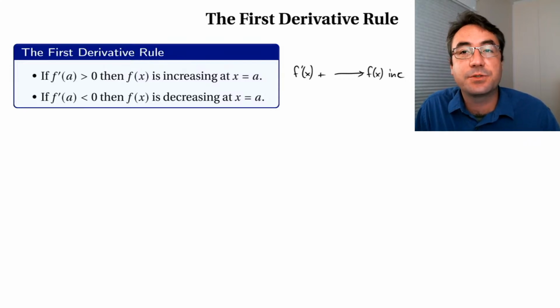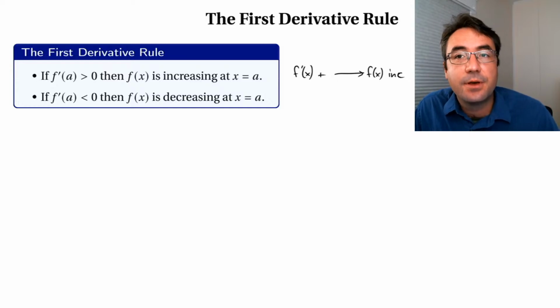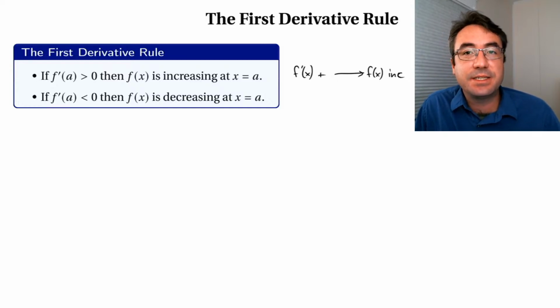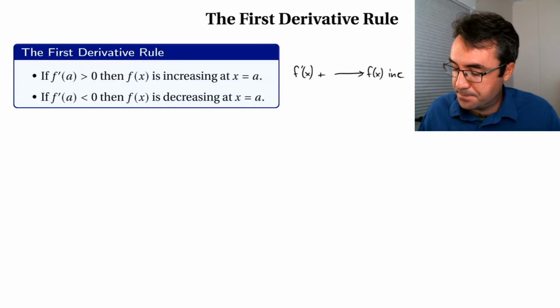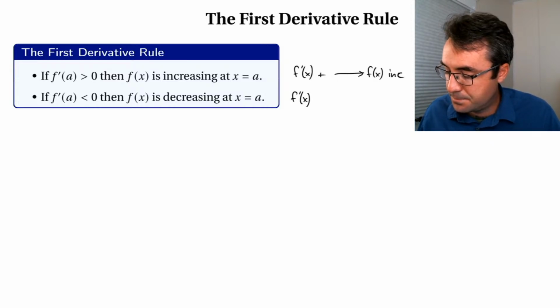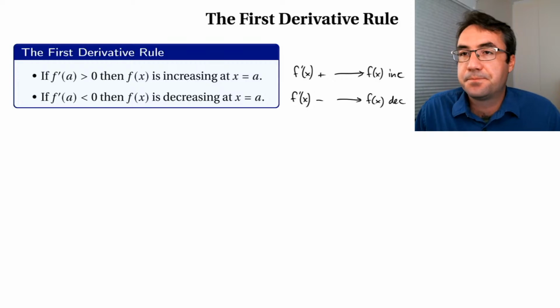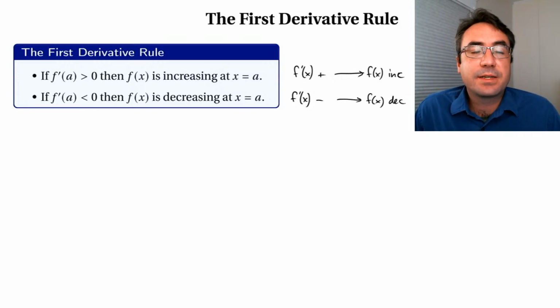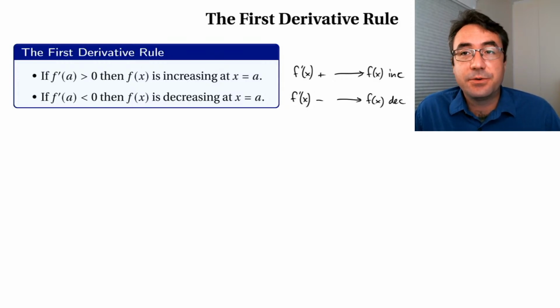So if f prime of a is greater than 0, that just means it's positive, then f of x is increasing at x equals a. And then similarly, if f prime of a is less than 0, so if the derivative is negative, well then the function f of x is decreasing at x equals a. So f prime of x, if it's negative, then our function is decreasing.